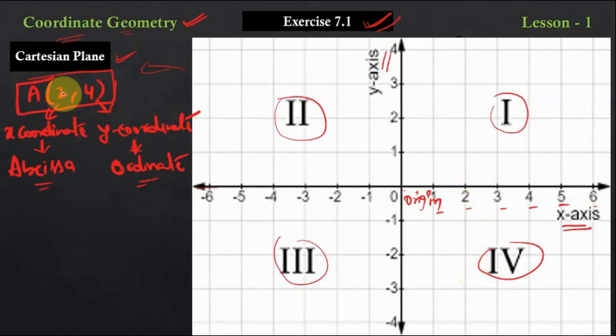So here you see x coordinate is 2, means it starts from origin and it jumps 2 units towards the right side. So here, after that we have 4, that is on y coordinate, means from here we should move 4 units upwards. 1, 2, 3, see 4. So this is my point A 2 comma 4, means it has moved 2 units on this x-axis and 4 units on the y-axis, right?